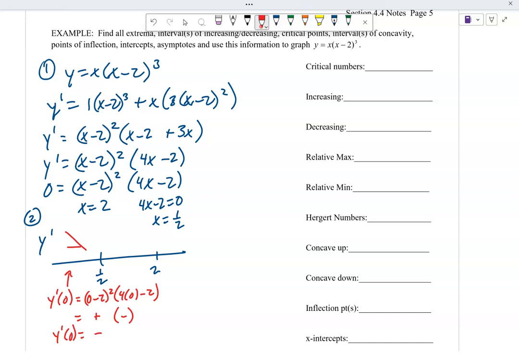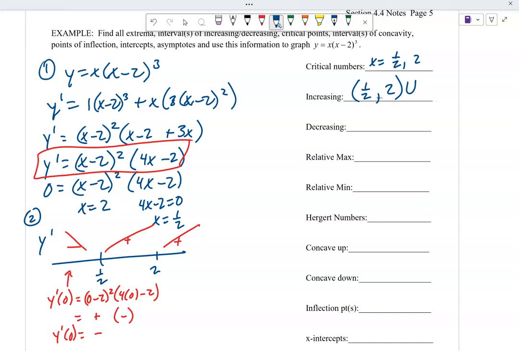Let's throw in like a 1. I throw 1 into the first derivative, and again, I'm throwing it in right there. I'll get that it is positive, so the original function is increasing. Then I'll throw in 3, and it's also positive, so the original function is increasing. So our critical numbers here are a half and 2. We're increasing from a half to 2, and then from 2 on. We're decreasing from negative infinity up to a half.